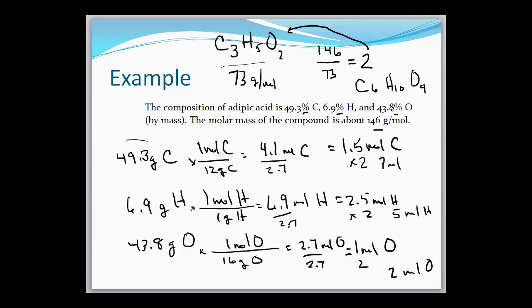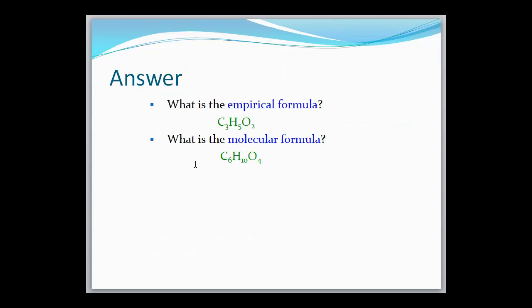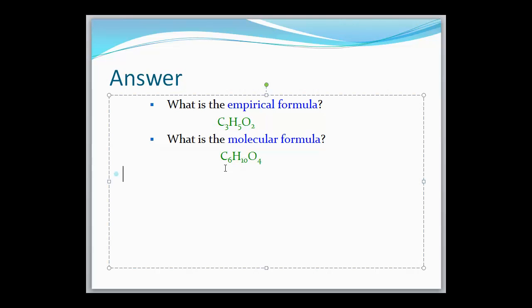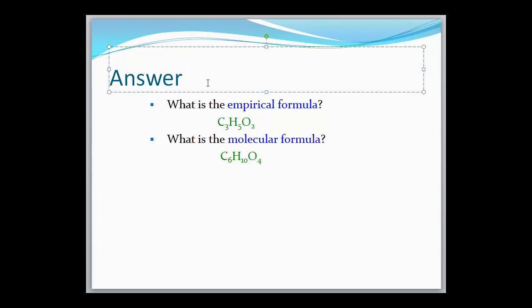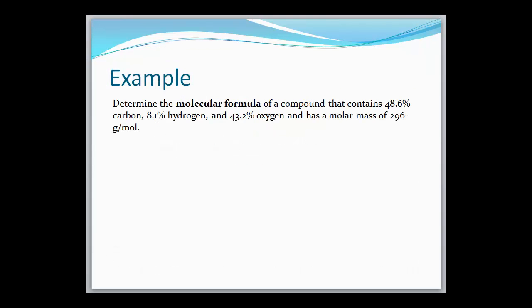So C6H10O4 would be the molecular formula. If you want to double check that, add up the molar mass of that, and it should equal 146. So if we check our answer, we can see that's our empirical formula, and that is our molecular formula. Okay, let's do one more example problem.